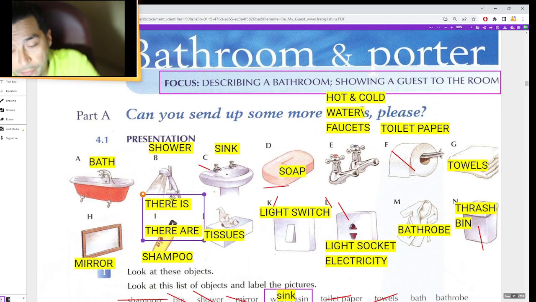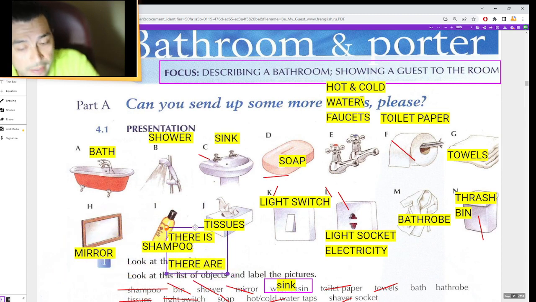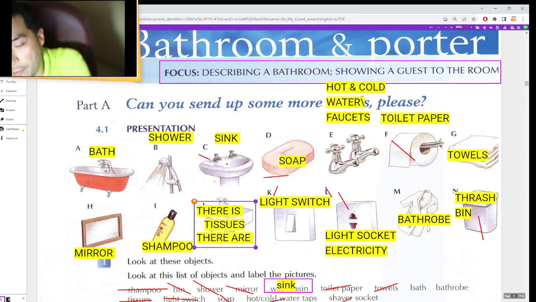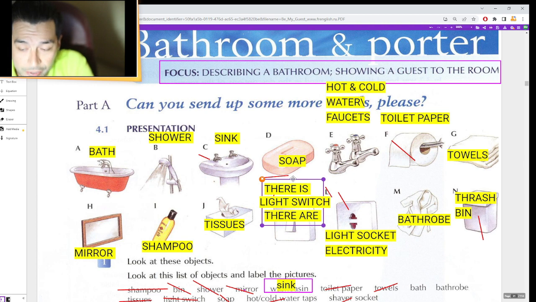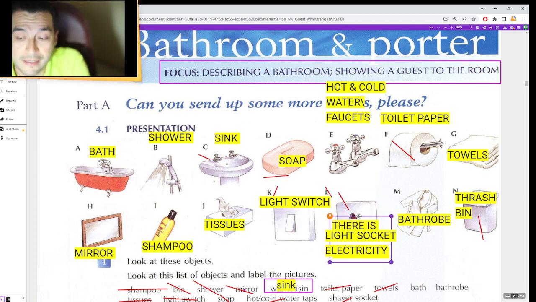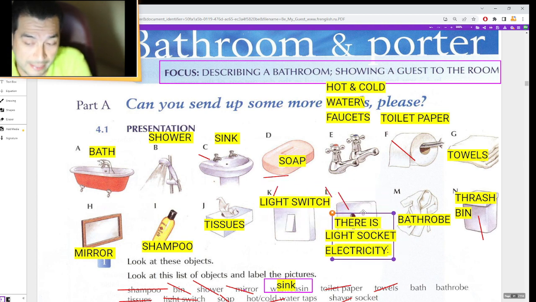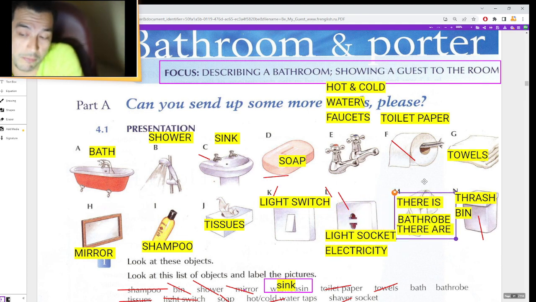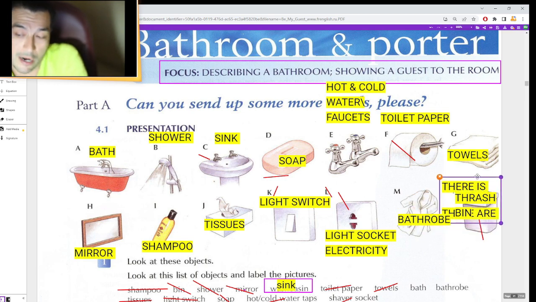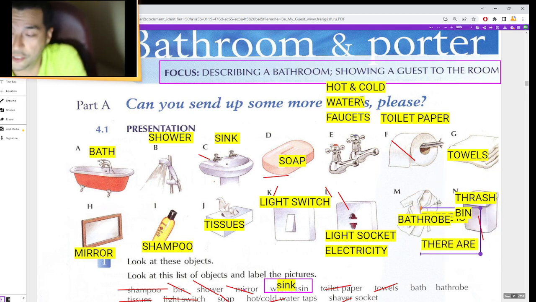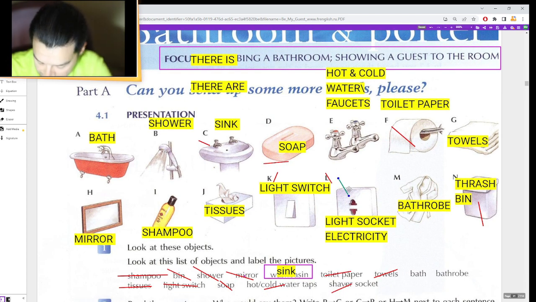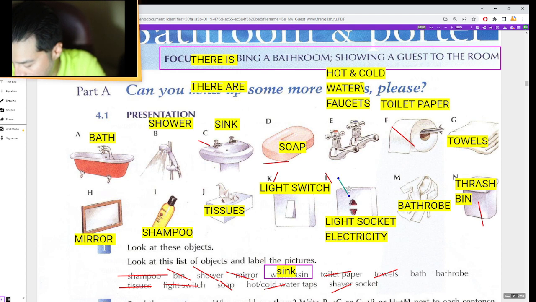In the bathroom, there is a mirror. In the bathroom, there is shampoo. In the bathroom, there are tissues. In the bathroom, there is a light switch. In the bathroom, there's an electricity socket, light socket. In the bathroom, there are three bathrobes. In the bathroom, there are two trash bins.